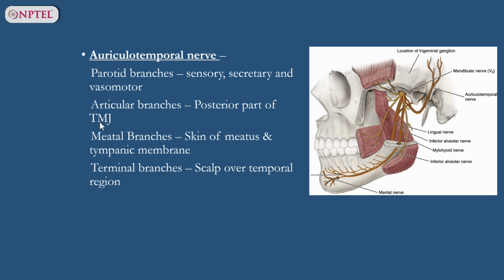Auriculotemporal nerve gives off parotid branches, articular branches, meatal branches and terminal branches. Parotid branches are sensory, secretory and motor to the parotid gland. Articular branches are sensory to the posterior part of the TMJ. Meatal branches supply the skin of the meatus and tympanic membrane. The terminal branches supply the scalp over the temporal region.